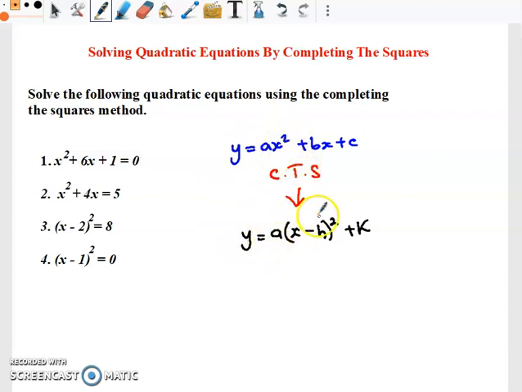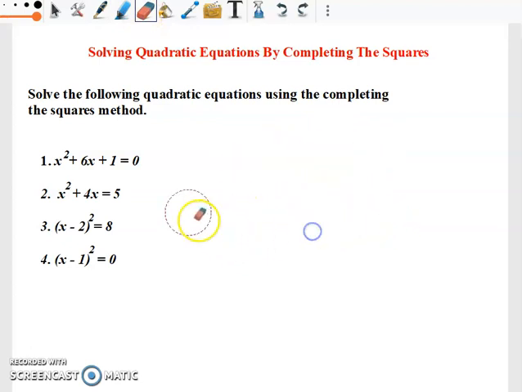But in this video we are going to use the completing the square method to solve quadratic equations. Let me clean this up. Right here I'll go through four basic examples, and I'll do follow-up videos on how to solve more advanced equation problems as it relates to completing the square. So we're going to get right into it.